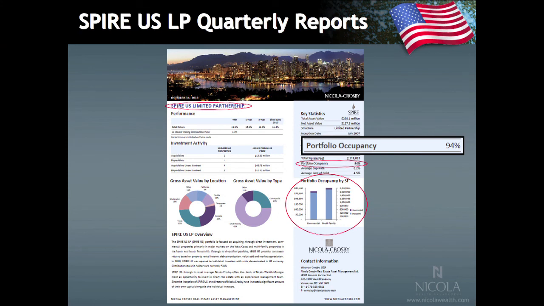Now to the US, similar style report. Again, briefly focusing on occupancy, 94%. One of the differences between our Canadian portfolio and our US portfolio, in the US, we've got about 65% of our portfolio in multifamily apartments. I'm going to talk about why that's important and why that's significant and why that is a good place to be right now. But high occupancy.